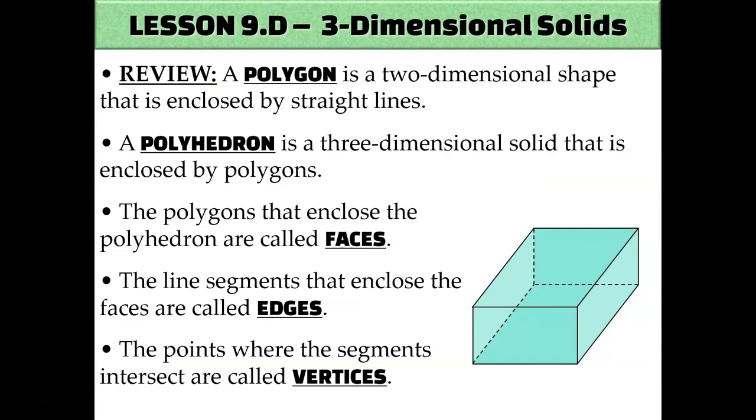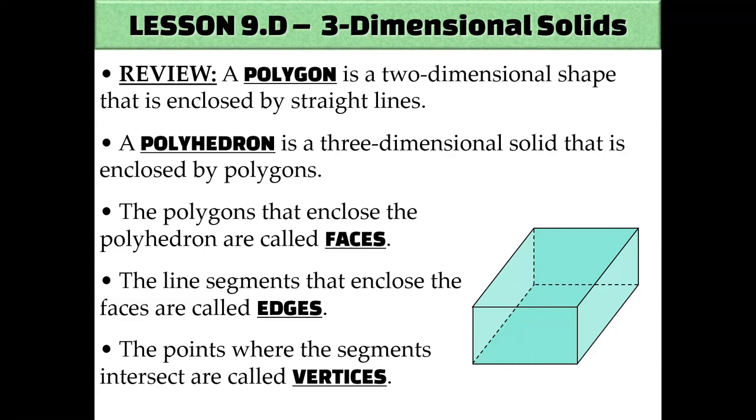Remember that a polygon is a two-dimensional shape that is enclosed by straight lines. We talked about those right before spring break with our quadrilaterals chapter. A polygon are things like hexagons and pentagons and quadrilaterals and triangles and all of that. And they're all two-dimensional, which means you could draw them on a piece of paper.